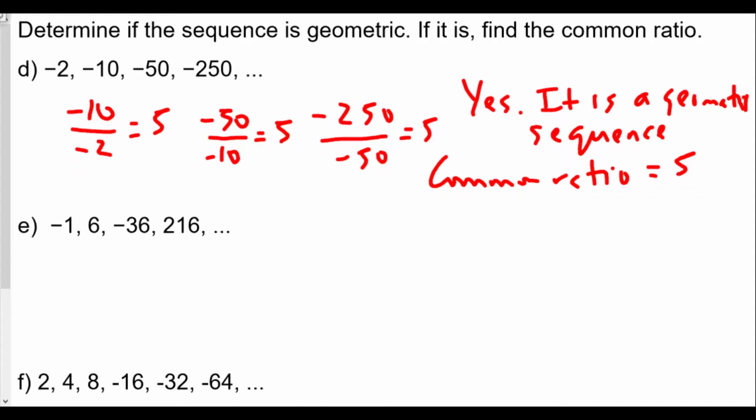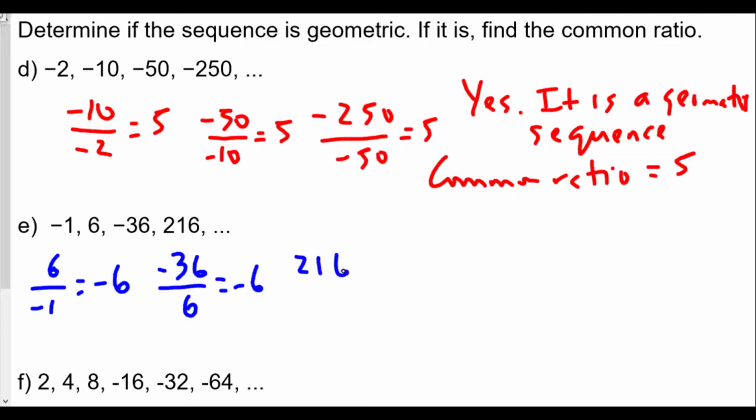Let's take a look at E. For E, we take the second term, which is 6, and divide by negative 1. We get negative 6. We take the third term, which is negative 36, and divide by 6. We get negative 6. We take the next term, 216, divide by negative 36. We get negative 6. So the answer is yes. It is a geometric sequence, and the common ratio R is going to be negative 6.